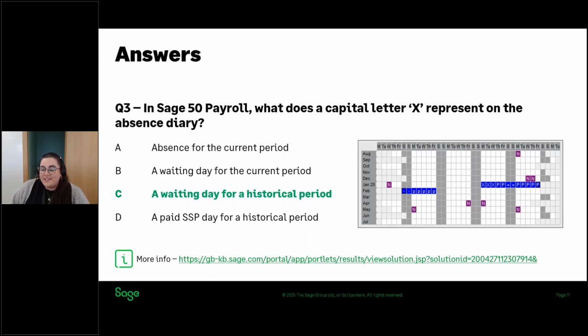I did try to emphasise by saying it was a capital letter, that does mean historical. If it was lowercase, that would have been a waiting day for a current period, sorry, but an X does represent a waiting day on the diary. Well done.